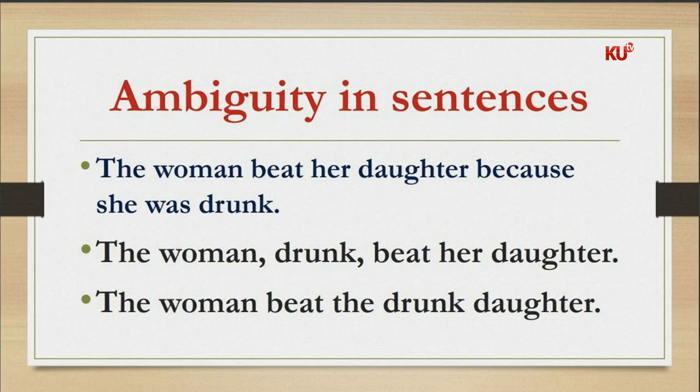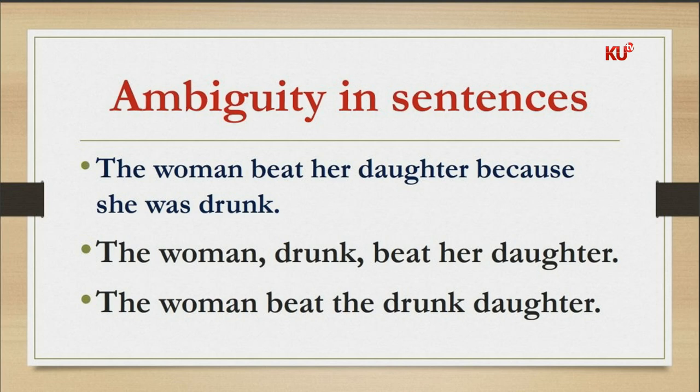So what is the first meaning of the sentence, the woman beat her daughter because she was drunk? The first meaning is that it's the woman who was drunk, and probably because of being drunk, the woman started just beating the daughter with no reason, probably. It's the woman who was drunk, and so this woman beats the daughter. And then the second meaning, it's the daughter who is drunk, and so the woman beats the daughter because the daughter is the one who is drunk.